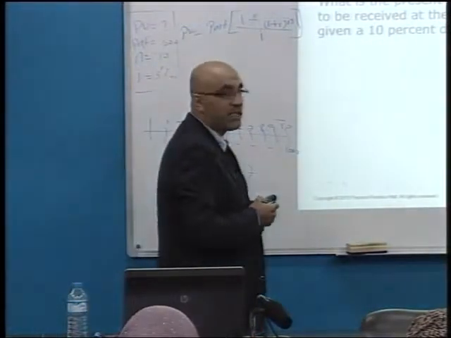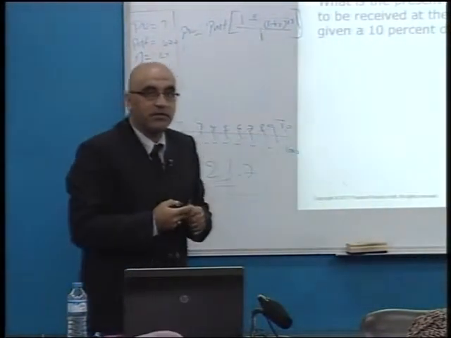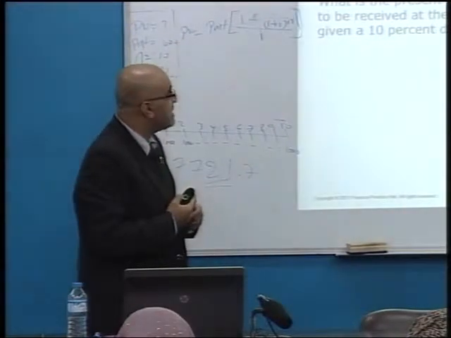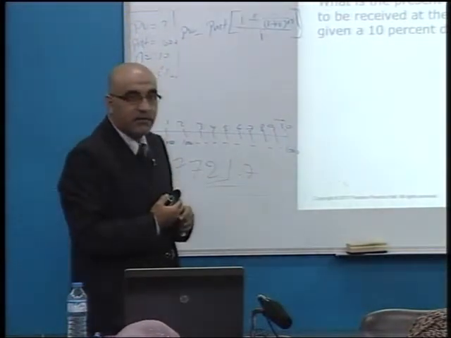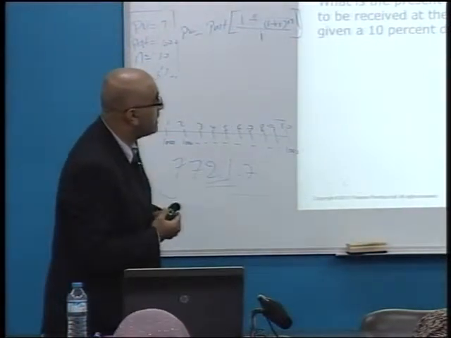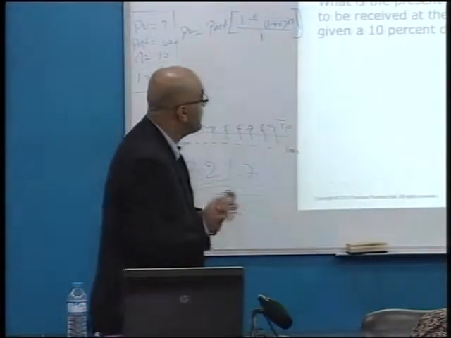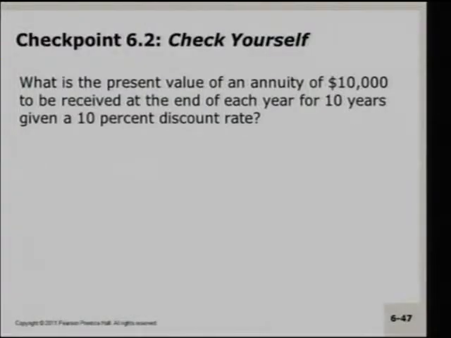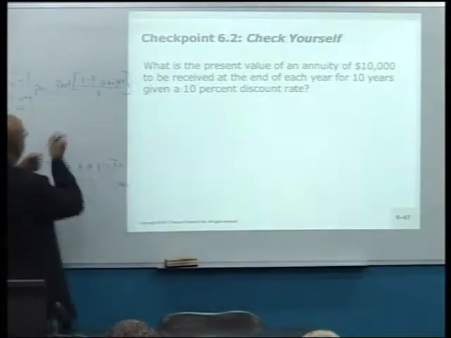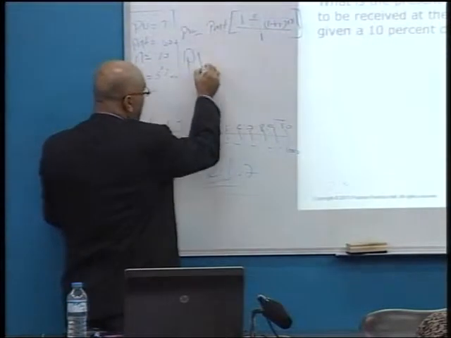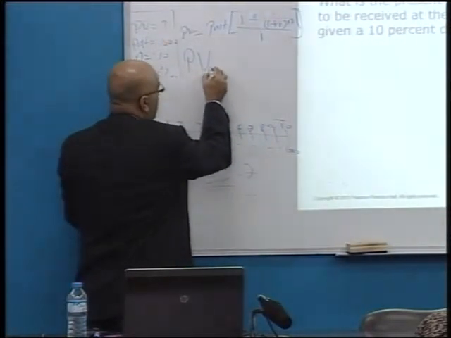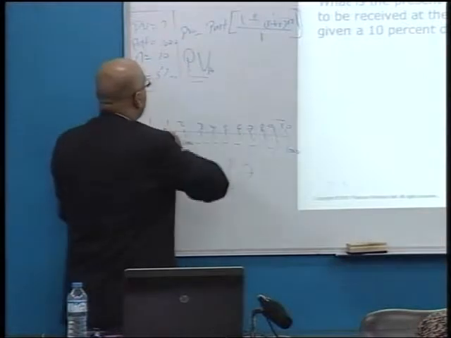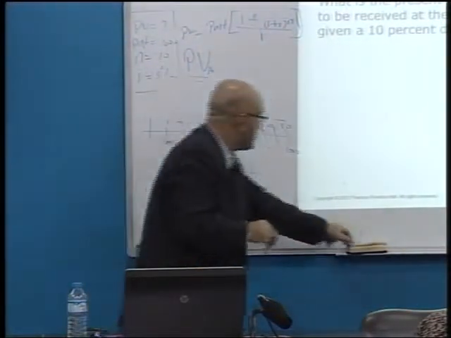See, this is the second one. What is the present value of annuity of $10,000 to be received at the end of each year for 10 years, given a 10% discount rate? The same thing, we are asking about the present value of annuity. Again, just to remind you, this is a present value for annuity. Apply this equation. Apply the same concept.